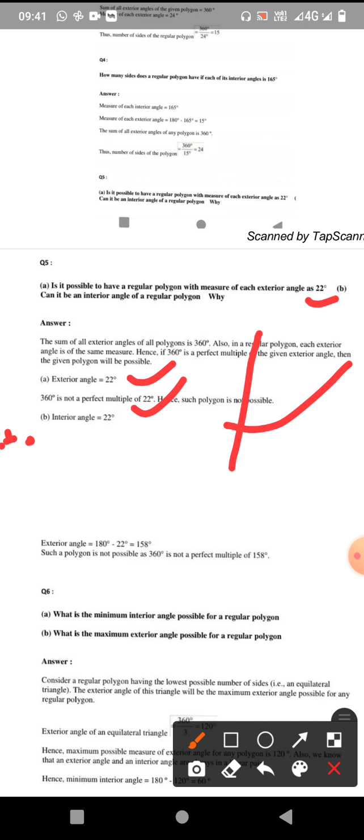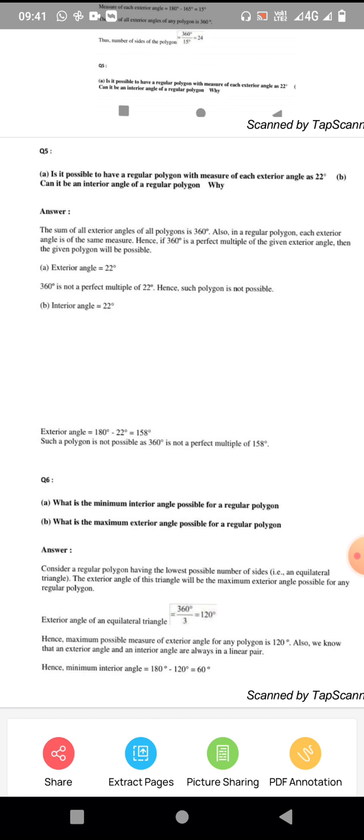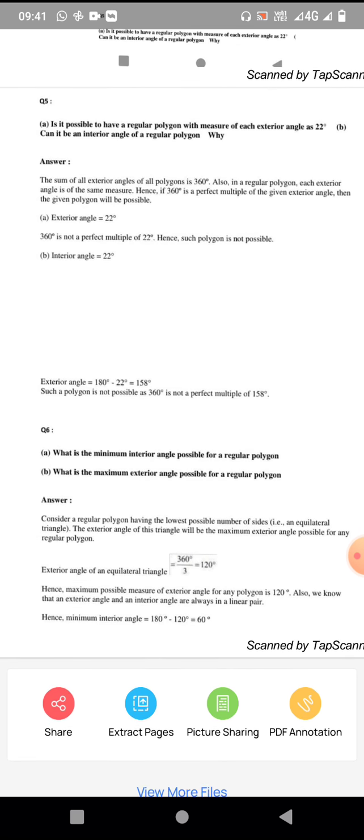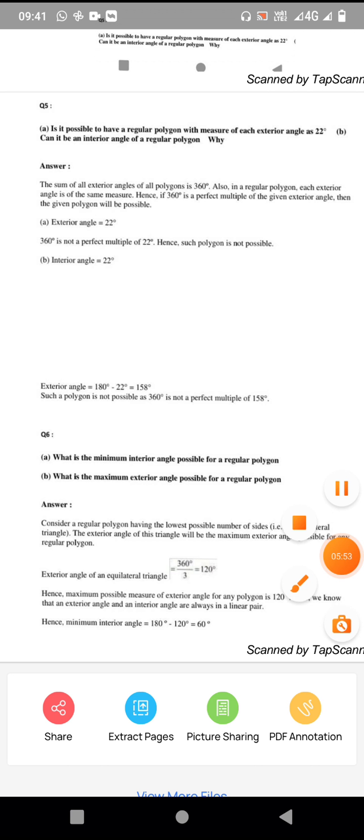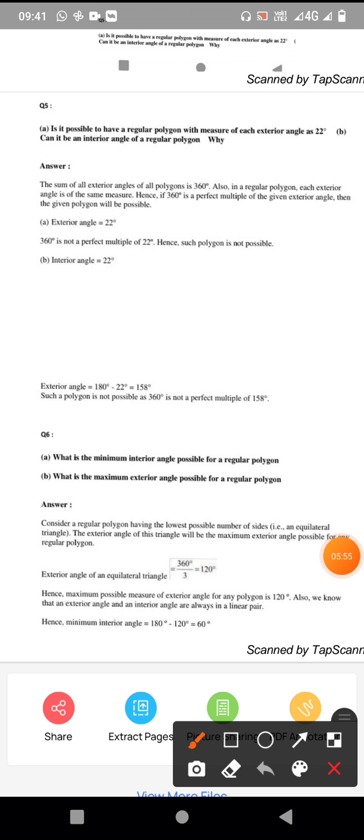So this polygon is not possible for the angle 22 degrees. Yes or no? Now see the next question: the angle 180 degrees. How is it solved? Just see.